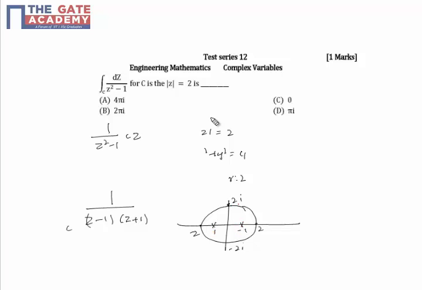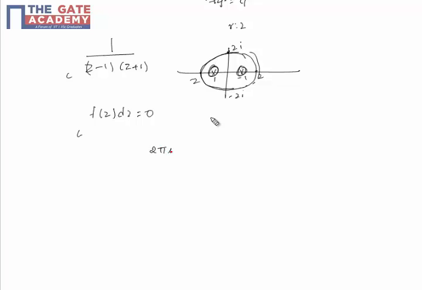If this particular curve under consideration covers all the poles, and if it does not cover them, then the value of the integral of f of z dz is equal to 0. But if it encompasses the poles present inside it, then we have a separate formula for it. It is given by 2 pi i into f of a, where a is the pole.